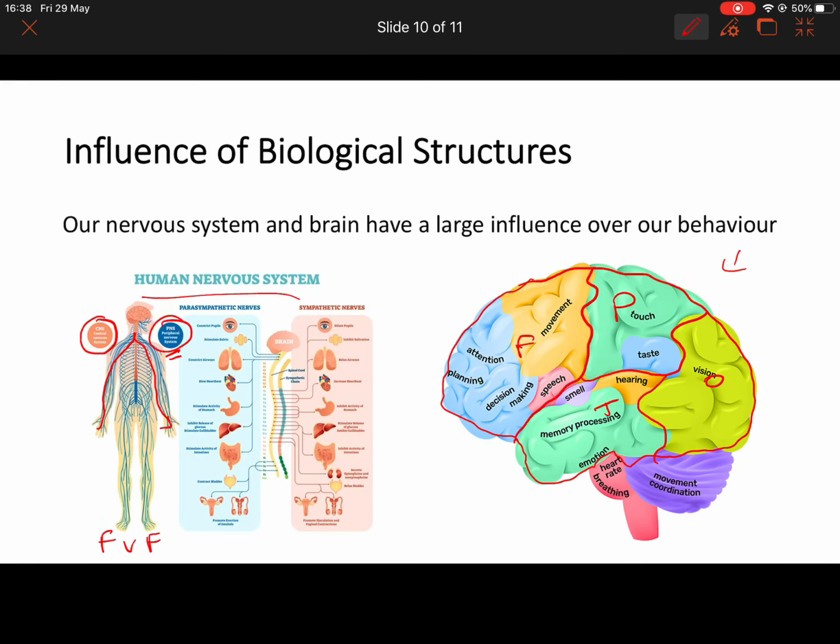Each of these lobes has many specialised, localised functions and primary cortices. For example, we've got the primary motor cortex, primary somatosensory cortex, primary visual cortex, and primary auditory cortex. And each of these obviously has a large influence over our behaviour.